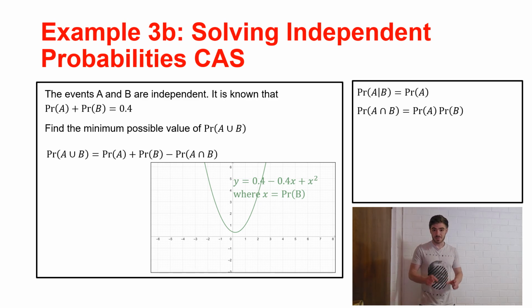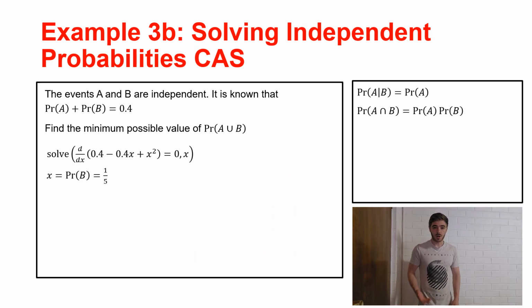This means that the minimum possible value is going to occur at a turning point. To find this turning point, you can use any method that you like for finding turning points. The most widely applicable method is to set the derivative equals 0, so that's what I'll do. I'll just make sure to write x instead of P(B) in the CAS because the CAS is expecting a single variable. The syntax is going to be the same whether you use the Casio or the TI-Nspire. Anyway, that's going to give us a solution that P(B) is equal to 1 out of 5.